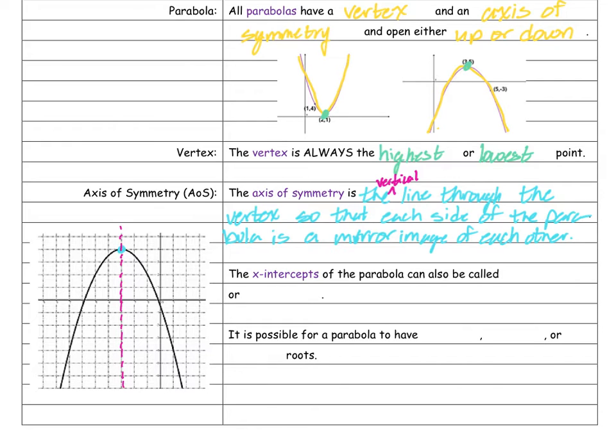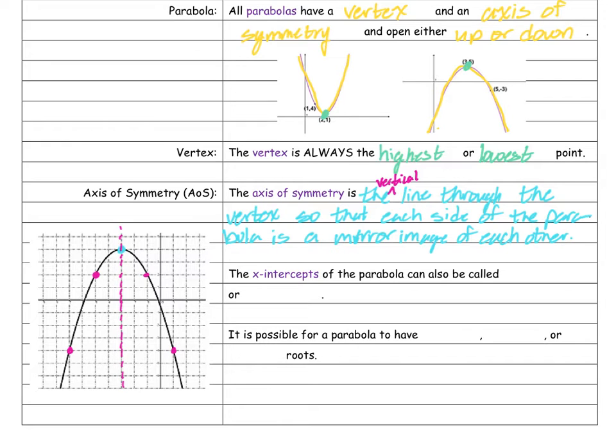So I can show you a few things here. If this point on this side is the same distance away from my mirror, on the other side of the axis of symmetry, and all the points are like that. So if I find this point here, it's 4 away, so on the other side of my line of symmetry, it's 4 away.